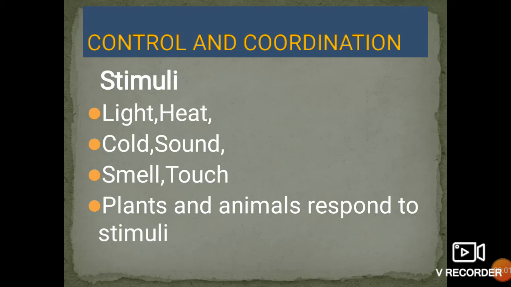Hi students. Today we are going to start the chapter called Control and Coordination. Chapter 7, Control and Coordination.